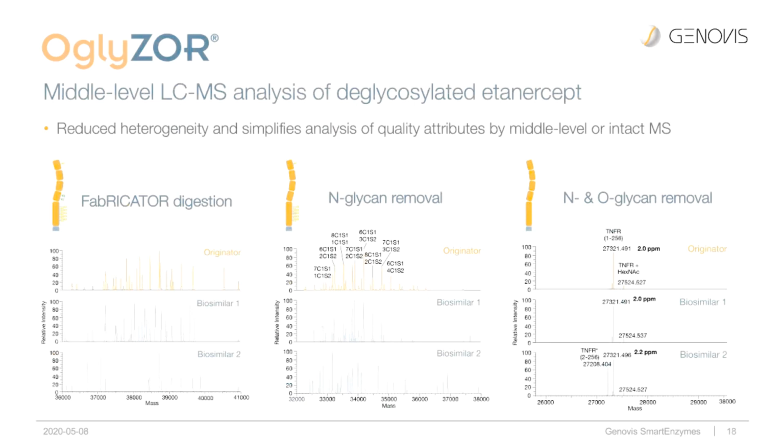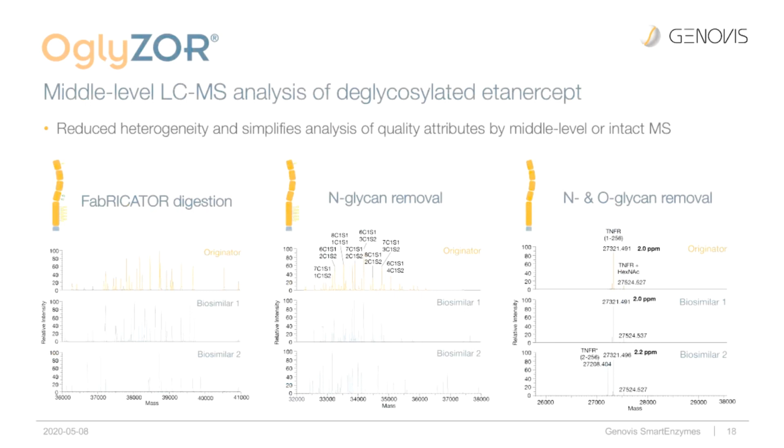And this is what you get if you just do the FabRICATOR digestion, the one on the left. You will end up with very complex spectra. All the O and N glycoforms overlap and give isobaric structures that are very hard to resolve, sometimes even hard to deconvolute. If you're removing the N-glycans using PNGase F, you start seeing some composition of the O-glycans, but it's still very difficult to map all the different peaks and identify all the underlying modifications.